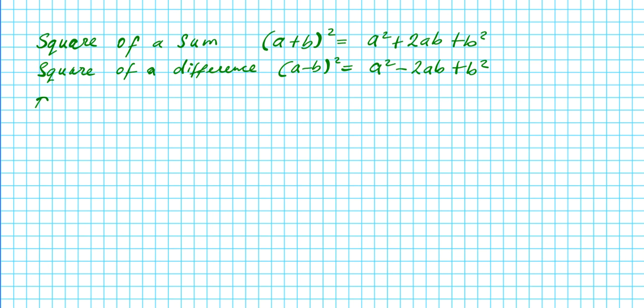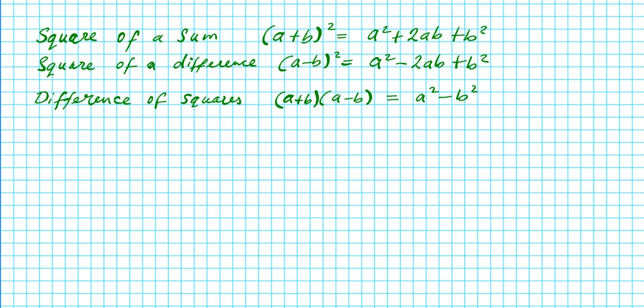The last one is known as the difference of squares. The difference of squares formula is as follows. If you have (a + b) times (a - b), this can be expanded to yield a squared minus b squared. Okay, so these are the three formulas we will be implementing in the generation of polynomial functions with the specified number of zeros. So let's take a look at the instructions.